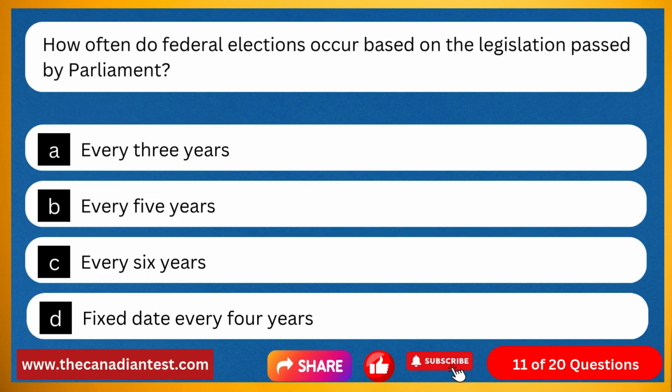Question 11. How often do federal elections occur based on the legislation passed by Parliament? Option A, every 3 years. Option B, every 5 years. Option C, every 6 years. Option D, fixed date every 4 years.